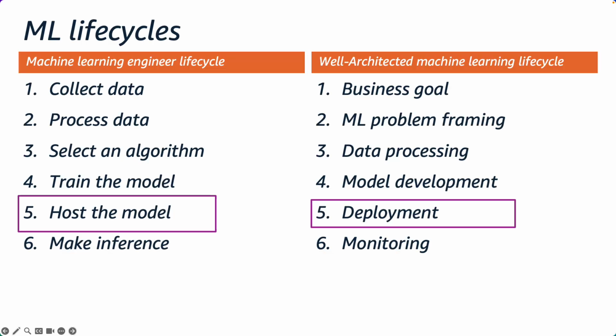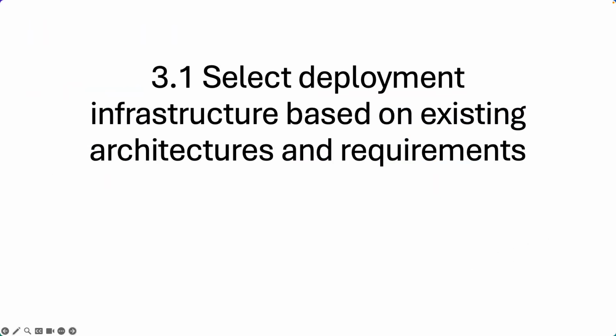So in the last few lessons, we talked about the first 4 steps in the machine learning engineer lifecycle: to collect data, to process data, select our algorithm, and to train the model. So this domain, Domain 3, covers the 5th step of the machine learning lifecycle, which is to host the model. And for the well-architected machine learning lifecycle, this is step 5, which is deployment. The first task from the exam guide for Domain 3 is select deployment infrastructure based on existing architecture and requirements.